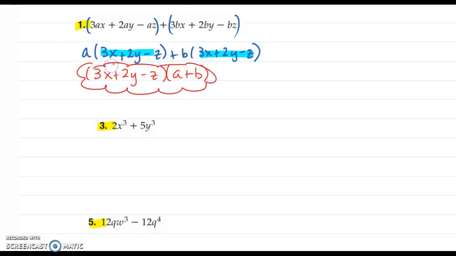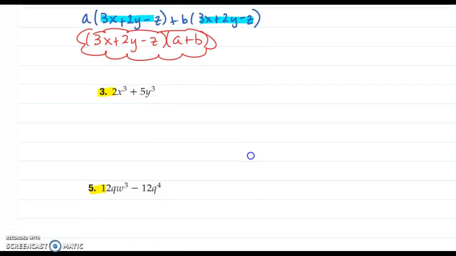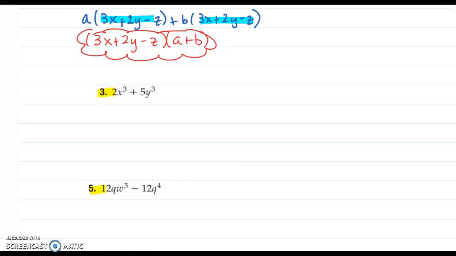Okay, so now I go to number 3. Well, this only has 2 terms, so I know I'm not going to be doing grouping. And there's not a greatest common factor. We look for that first. So with 2 terms, I can ask myself, is it a difference of squares? Obviously not, because that is not a difference, and those are not perfect squares. So the only other tool I have in my toolbox for things with 2 terms is, could it potentially be a sum of cubes or a difference of cubes?